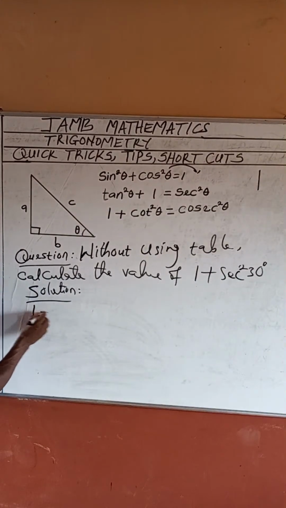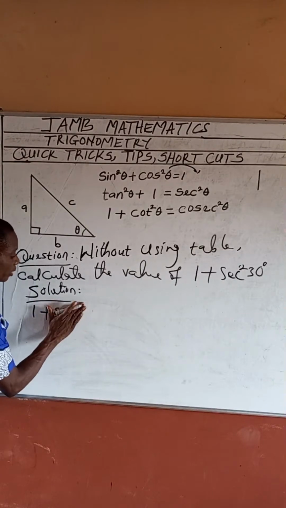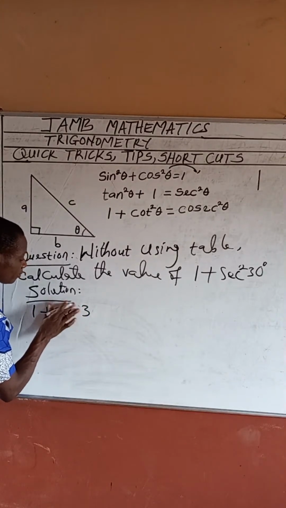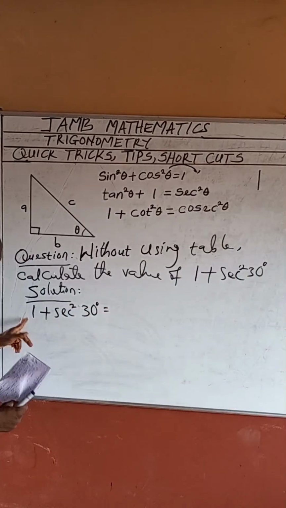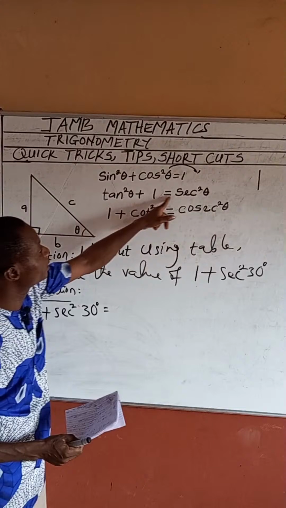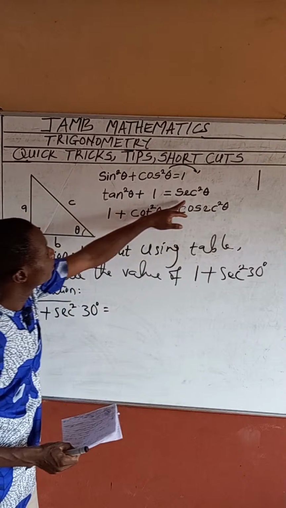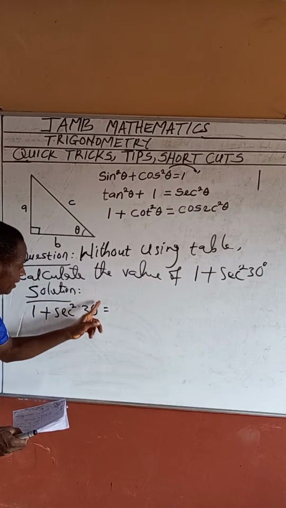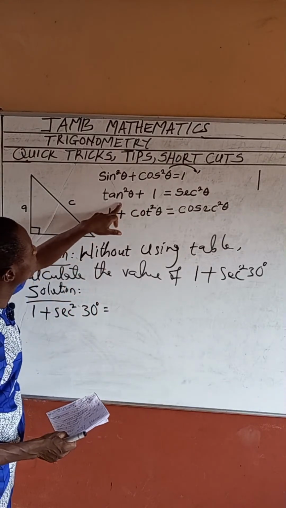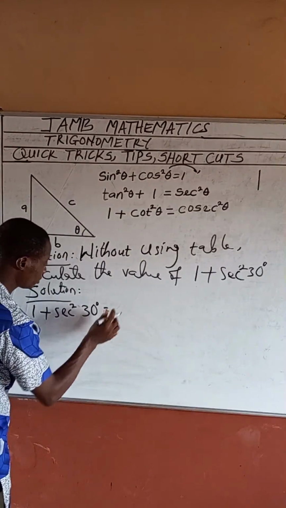Now this is what we are going to do. We have 1 plus sec square 30 degrees. So where do we have sec square 30 degrees? Look at it here. So what is sec square 30? We are going to replace it with tan square theta plus 1.